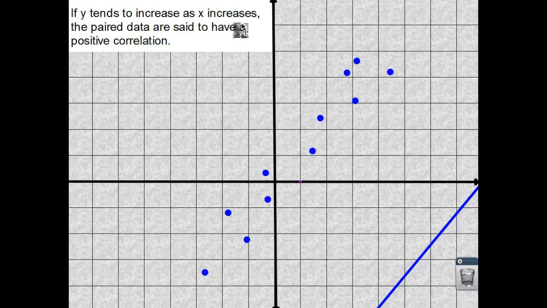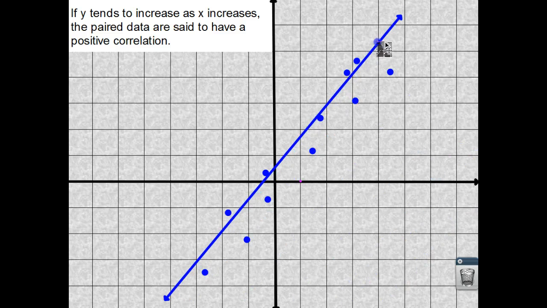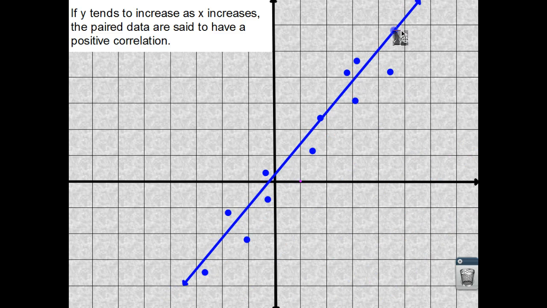And as you can see, all of these points, as we tend to go to the right, as we increase our values in X, our Y values are also increasing. So as we're going to the right, we're going up. As we're going to the right, we're increasing. We are going up with our values, which means we're rising. So we have this positive correlation.